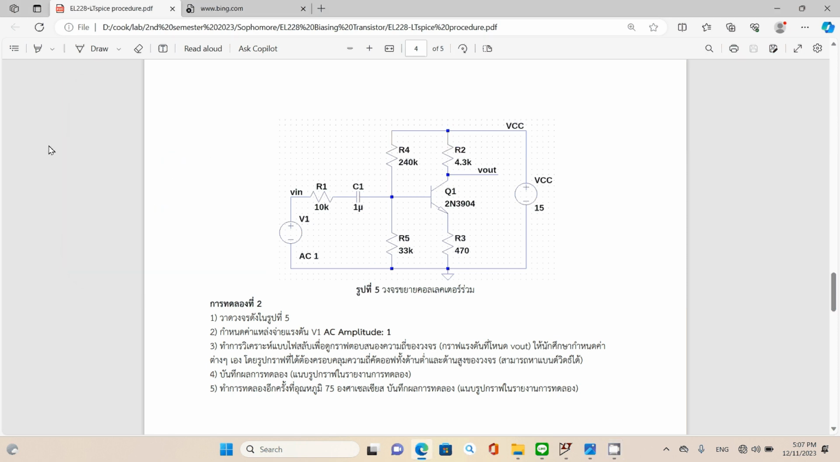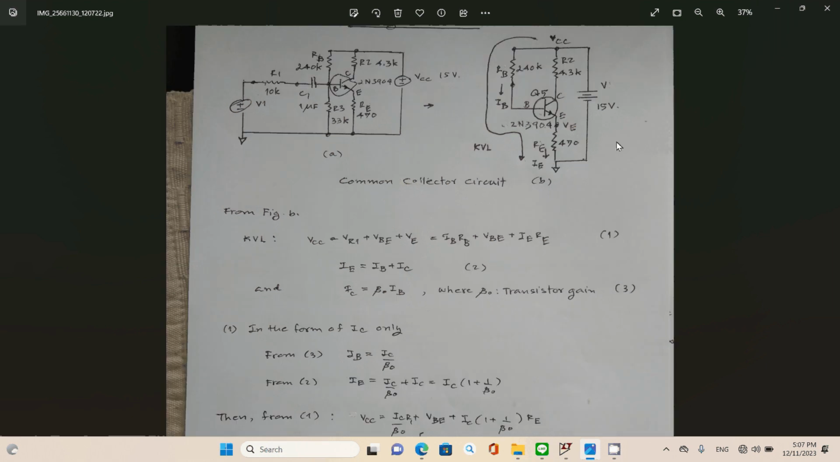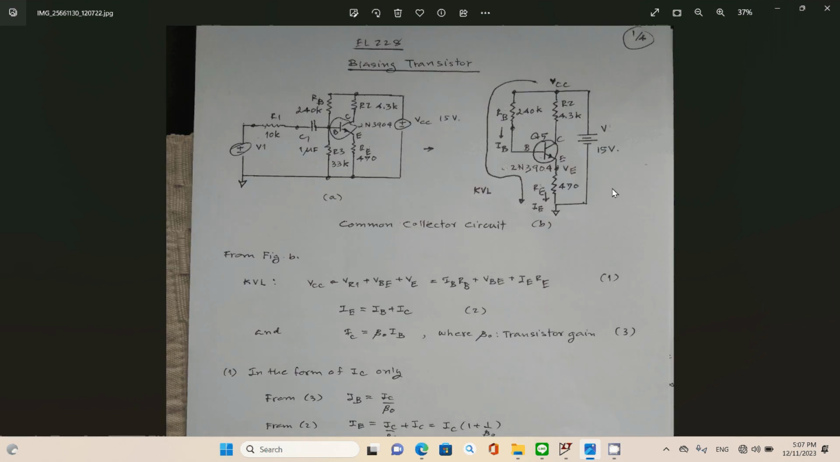Hi everybody. Today I will do lab EL228, the transistor biasing by LTSPICE. Well, for the lab, I'm doing summarization. As you can see, you have the circuit, this is the common collector circuit. And then you need to analyze the circuit.